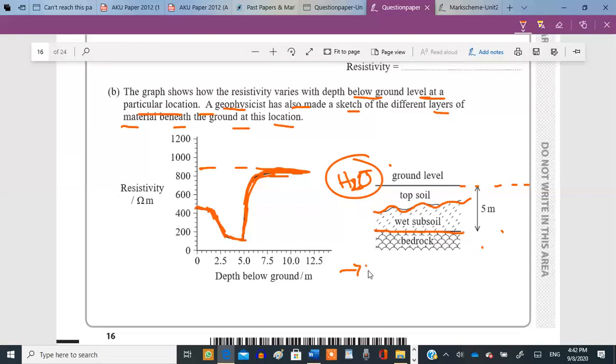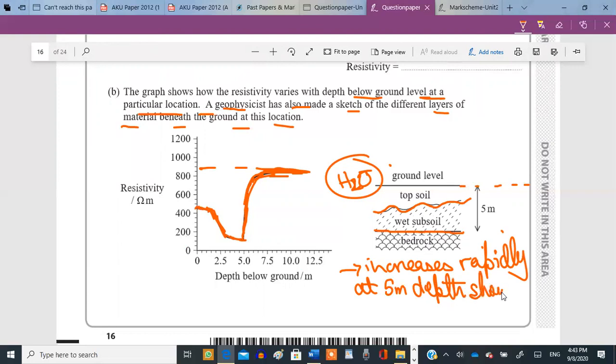So, increases rapidly at 5-meter depth, showing the constant depth of the bedrock.